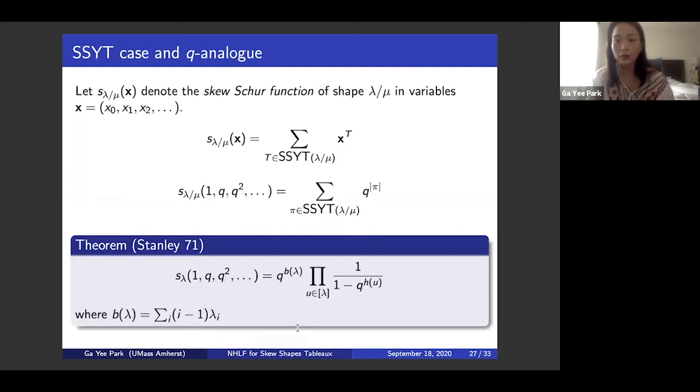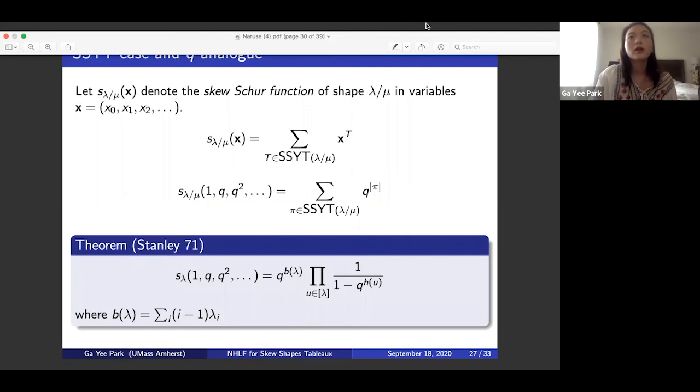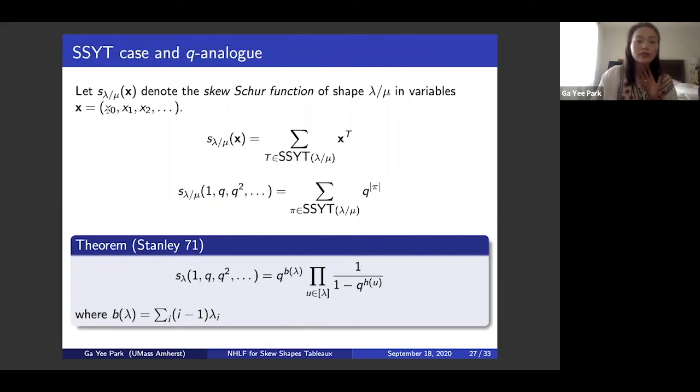And I talked about Schur functions during the pre-seminar. Now the Schur function can also be defined as a generating function of semi-standard Young tableaux. And we can replace the Young tableau by skew shapes to obtain skew Schur functions. We can also take it to its q-analogue by replacing the variables x0, x1, x2 with 1, q, and q squared. And this is the q-analogue version of the generating function of SSYT.